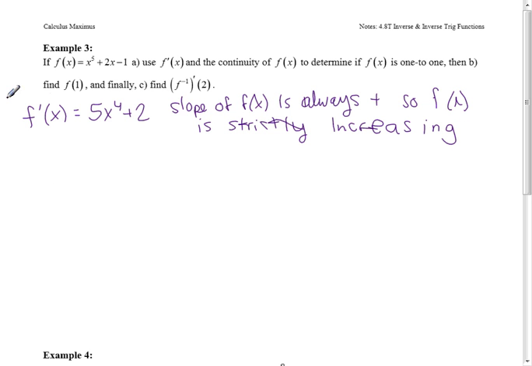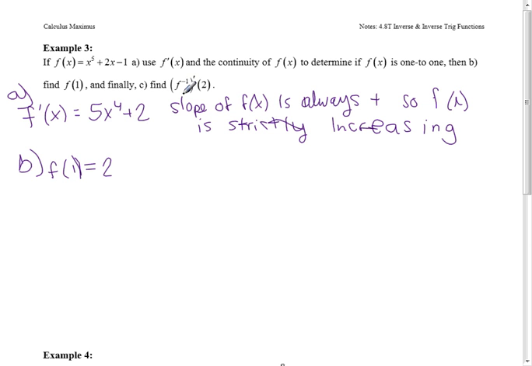So part B, right? Find f of 1, just plug in 1. And we get 1 to the 5th, that's just 1. Alright, there we go. Okay. 1 to the 5th is 1 plus 2 is 3 minus 1 is 2. So f of 1 equals 2.